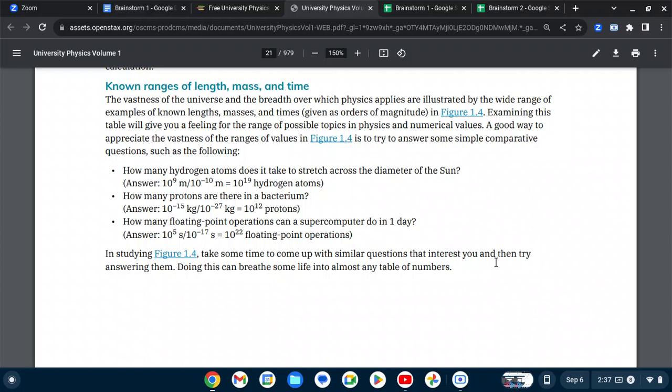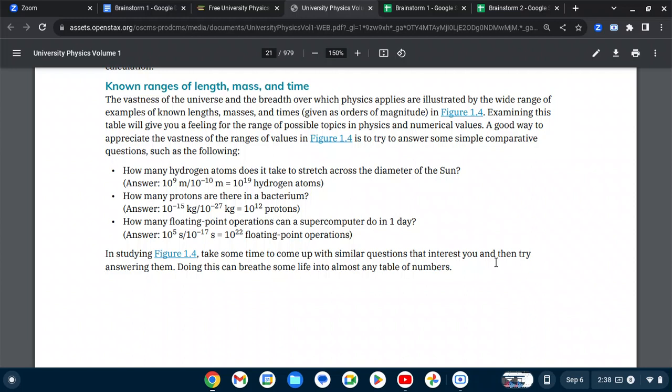Known ranges of length, mass, and time. The vastness of the universe and the breadth over which physics applies are illustrated by the wide range of examples of known lengths, masses, and times in Figure 1.4. Examining this table will give you a feeling for the range of possible topics in physics and numerical values.